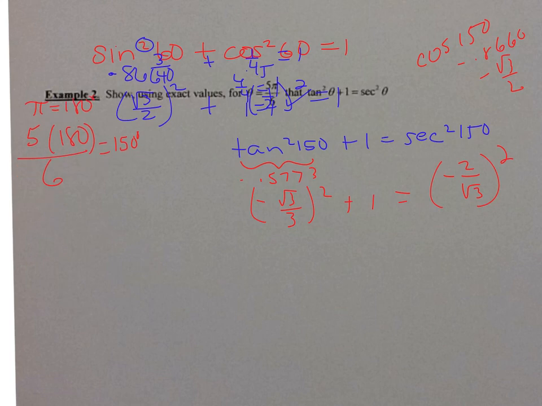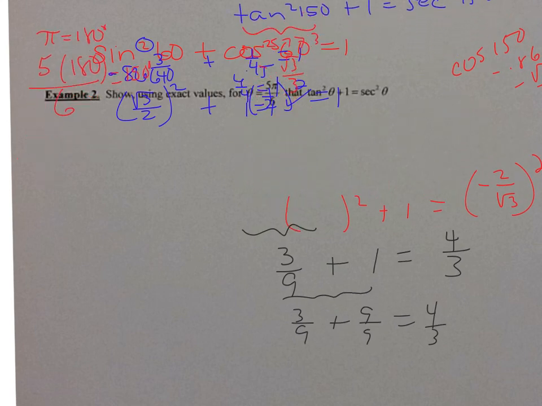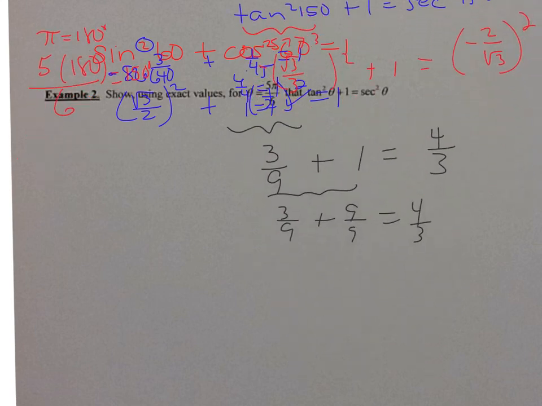Okay, so we have here negative the square root of 3 over 3 squared would be 3 over 9, plus 1 equals negative 2 over radical 3 squared, which is positive 4 over 3. So you can use your calculator for this, but this is 3 ninths plus 9 ninths equals 4 thirds. So 3 ninths plus 9 ninths is 12 ninths equals 4 thirds. And 12 over 9 reduces to 4 thirds equals 4 thirds.